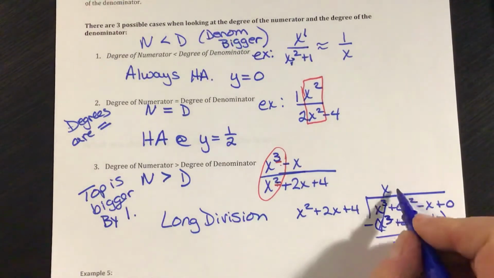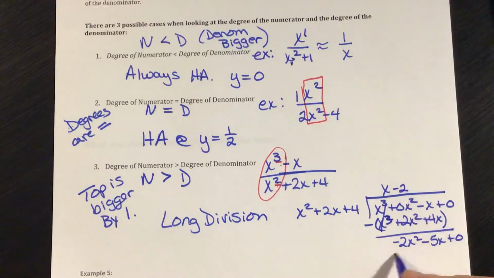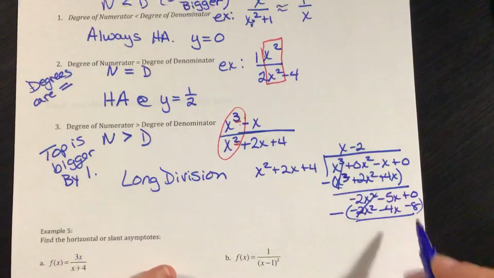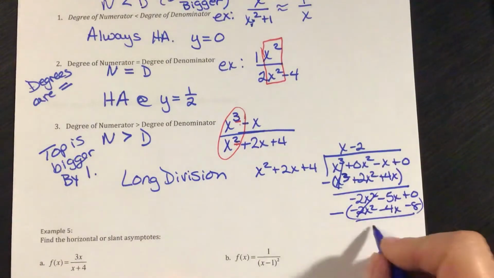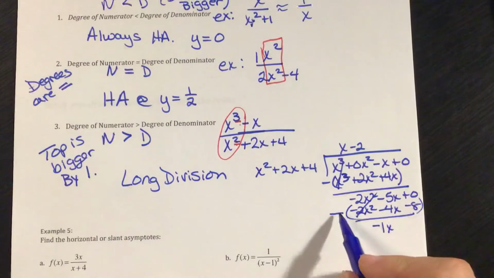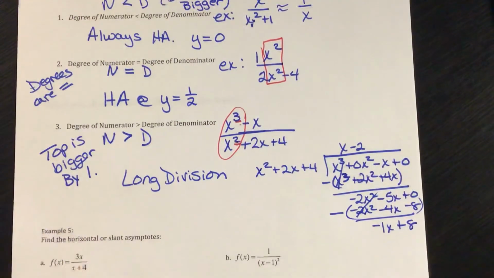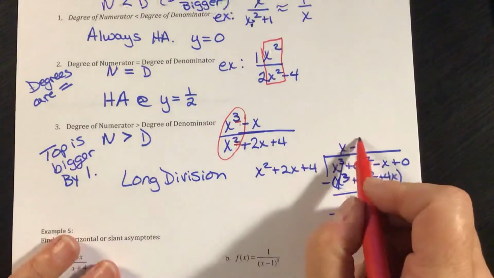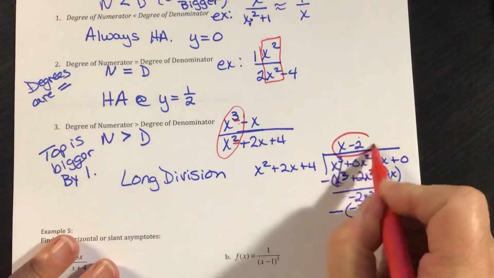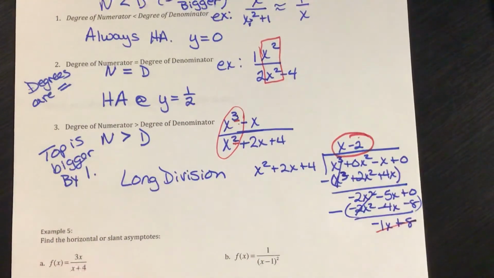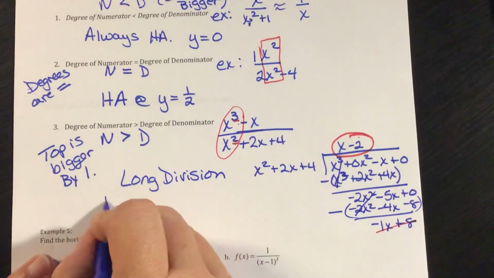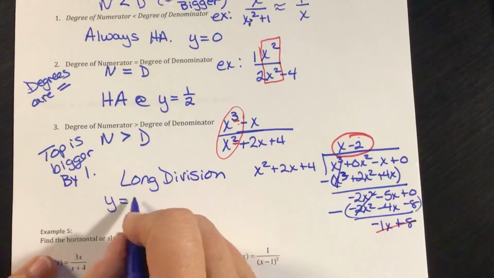Then I'm going to multiply by negative 2. Negative 2x squared minus 4x minus 8. And subtract: negative 5 minus negative 4 is negative 1x, and 0 minus negative 8 is plus 8. It doesn't really matter what the denominator is, or what the remainder is. This is going to be our equation in the form of y equals mx plus b.